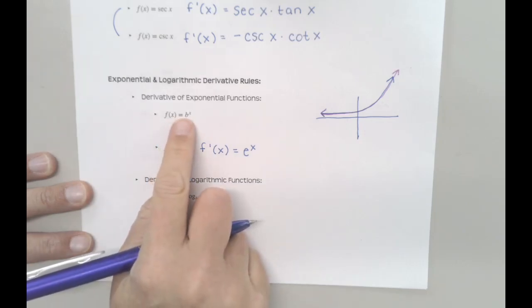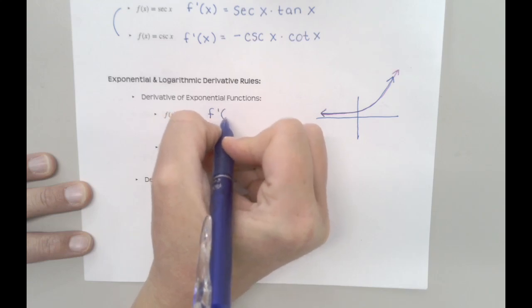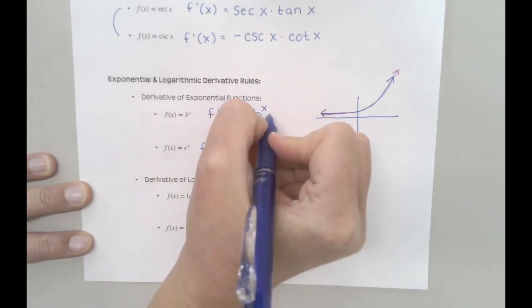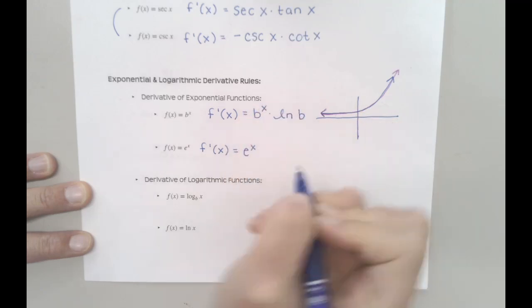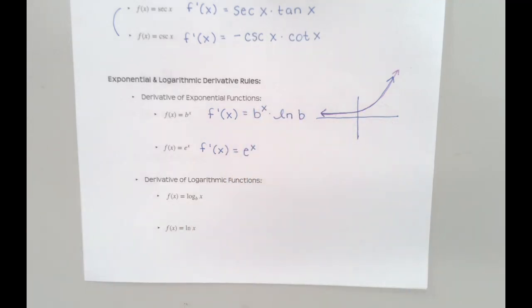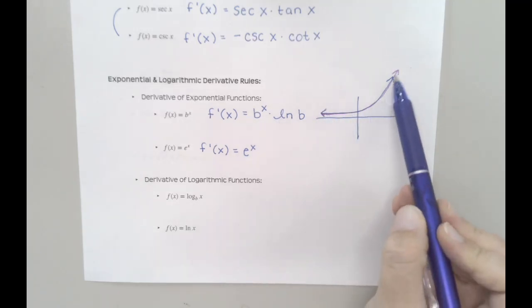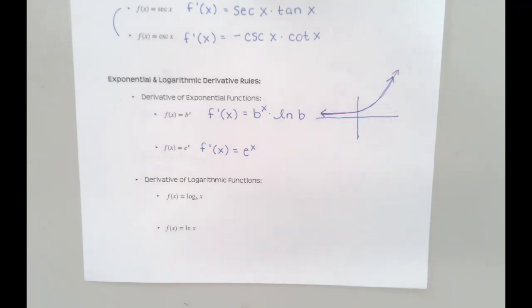This one, if it's something other than e in the base, the derivative starts out the same. So it starts as a b to the x. But then you have to multiply by a natural log of whatever that b number is. Okay? And again, that just impacts how sharply this thing curves. Depending on the curve of the original, the derivative graph might look different too.